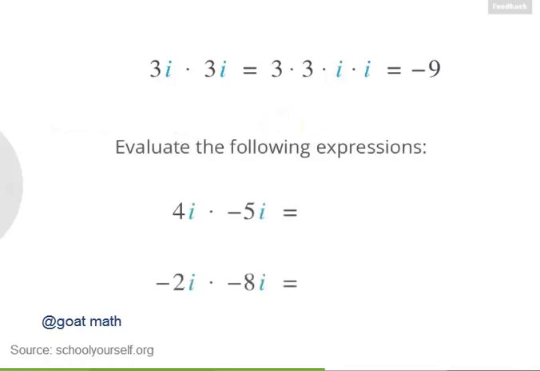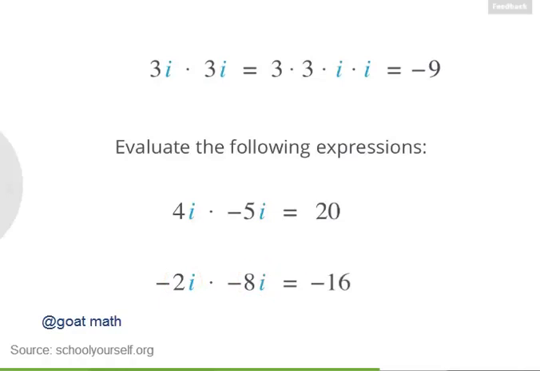Next, try evaluating a few more products of imaginary numbers, and notice that this time there are a few minus signs lurking around, so you'll have to be very careful. If you get stuck, feel free to ask for a hint. Nicely done. So this first product is positive 20 because the i's multiply to negative 1, canceling out this minus sign. And down here, the minus signs cancel out, leaving you with 2i times 8i, or negative 16.